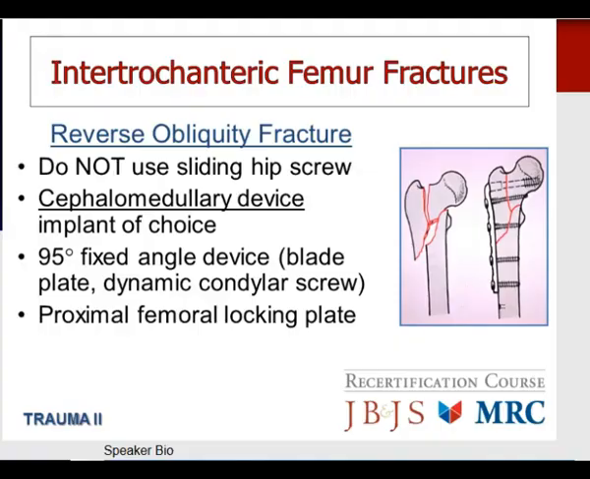Now, the reverse obliquity fracture is a special intertrochanteric fracture that deserves mention. With this fracture pattern, a sliding hip compression screw and side plate is contraindicated. A cephalomedullary device would be the implant of choice. Alternately, a 95-degree fixed angle device, such as a blade plate or dynamic condylar screw, can be used, as well as possibly a proximal femoral locking plate.